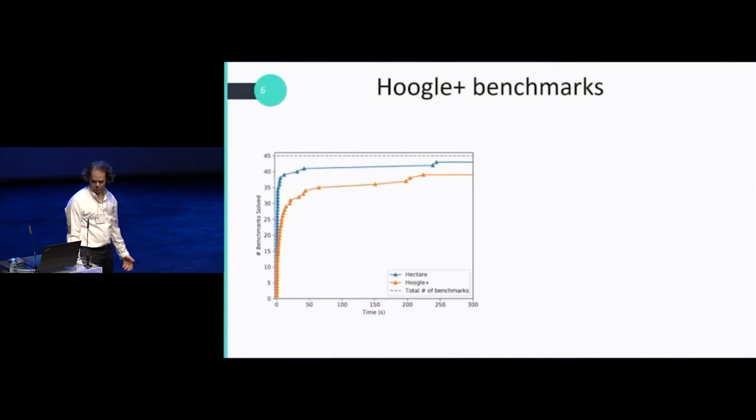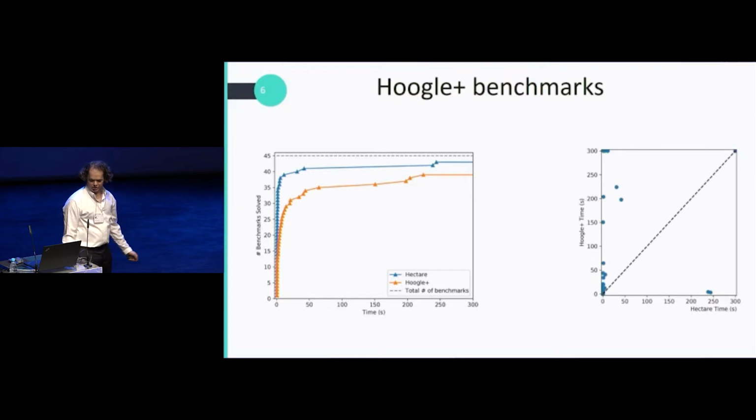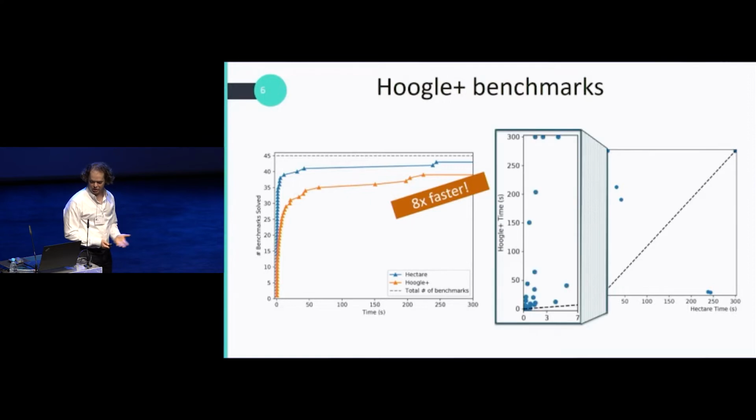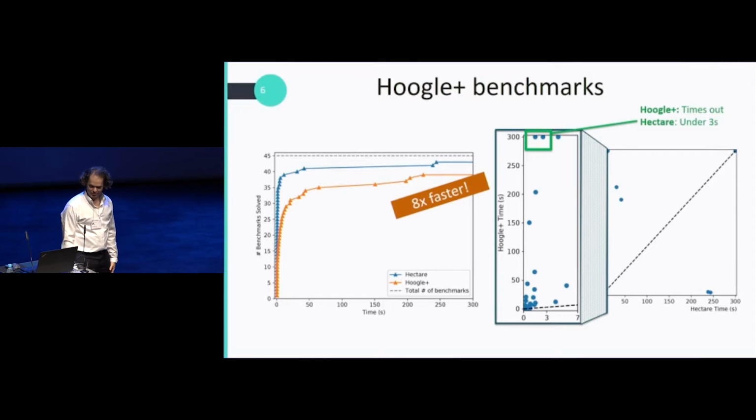How much better? Well, clearly it does more in less time. This is the comparison of how long the old version takes versus the new one. Top left means Hectare, our new thing, is really fast, and Hoogle Plus is very slow. You can see it's all very much to the left, 8 times faster on average. Let's zoom in a little bit. You can see just how compact it is. And there are even a couple of things where Hoogle Plus times out after 5 minutes, and Hectare does it in about 3 seconds.